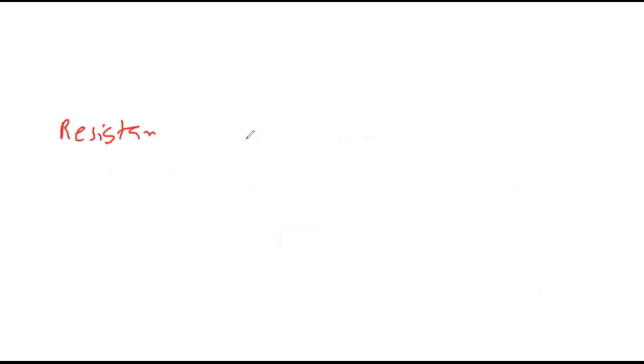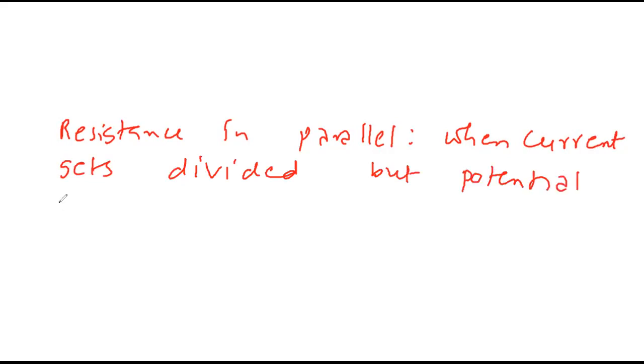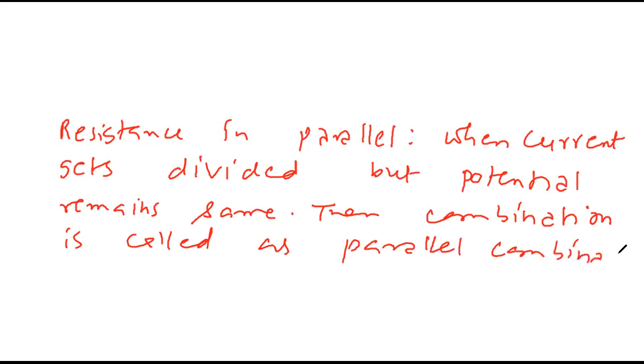Resistance in parallel. When current gets divided but potential remains the same, then the combination is called a parallel combination of resistors.